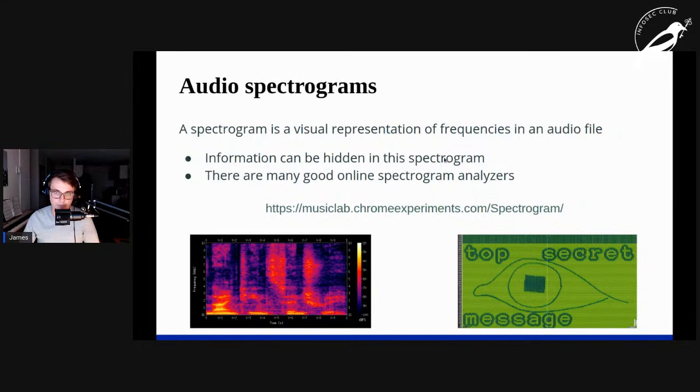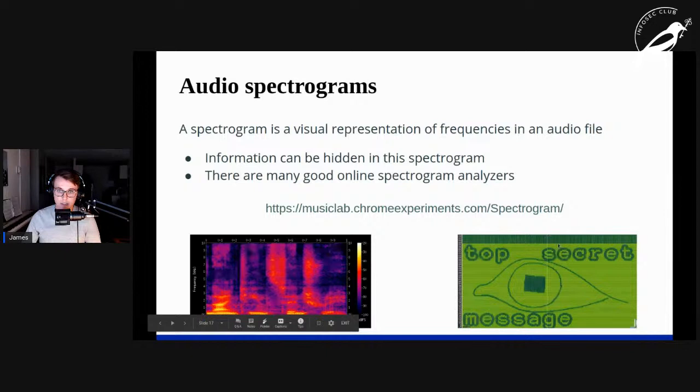Spectrograms are different. They also show the frequencies of the audio, but in a different way. Sorry, it might be tough for you to see. On the y-axis we have frequency, and on the x-axis we have time. So this is sort of what a spectrogram looks like for a normal audio file. But this is what it looks like if we hide data.